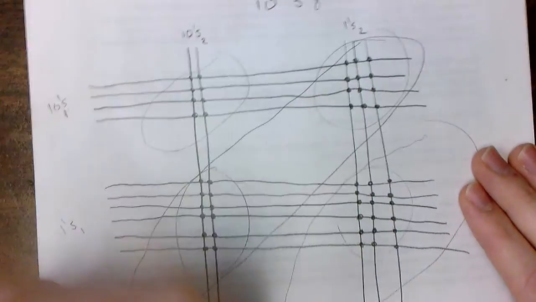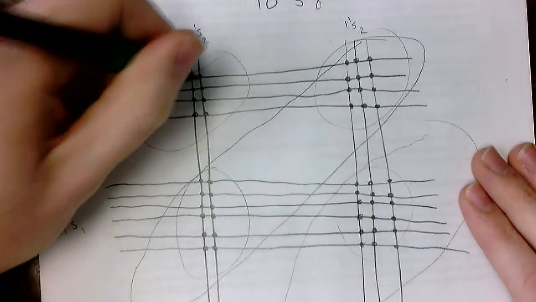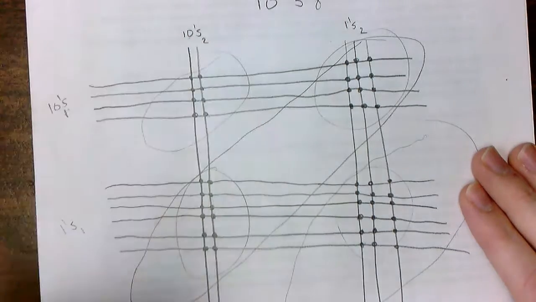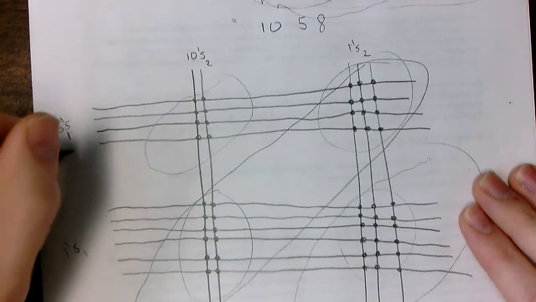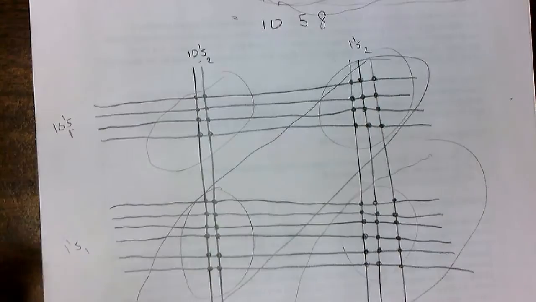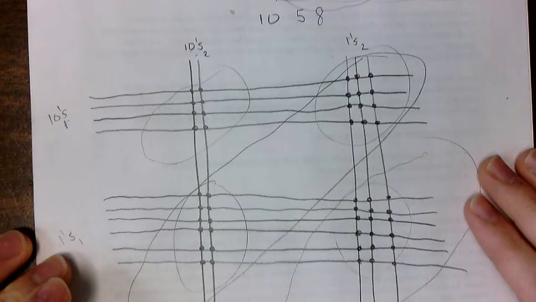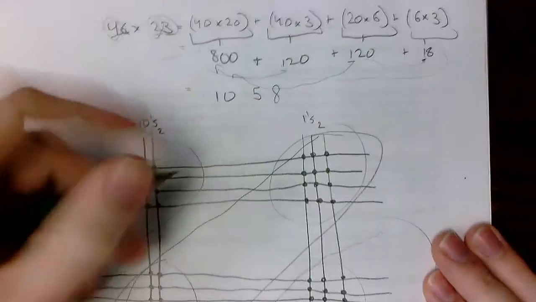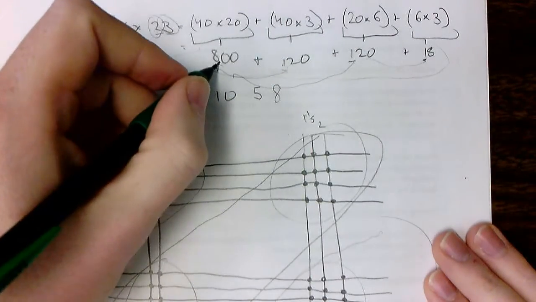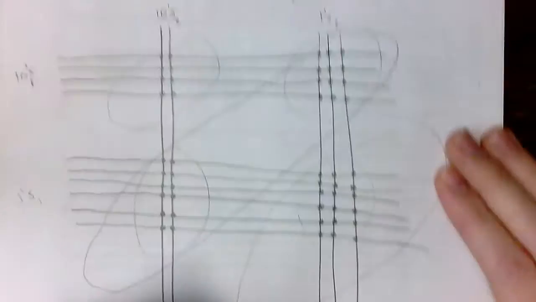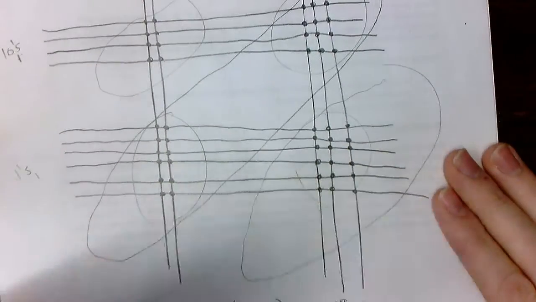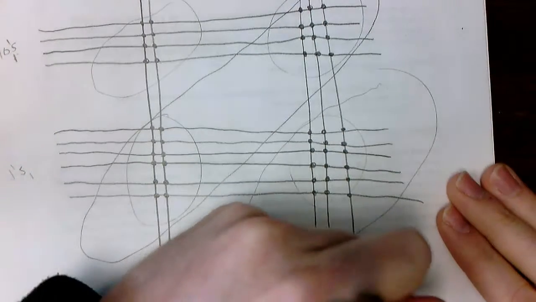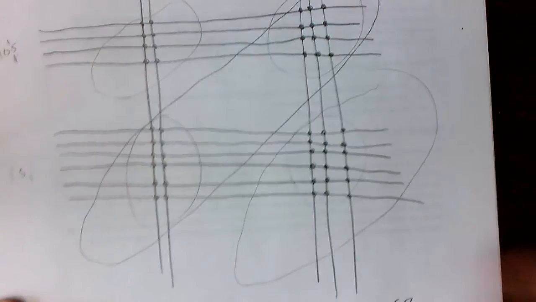Alright, and then we have 1, 2, 3, 4, 5, 6, 7, 8. Alright, and that's in my hundreds place, because again, multiplying the tens place times the tens place, that gets me the 800 there. Alright, so again, we're doing kind of the same thing up here. So we have 800, 120 plus 120, that gets me the 240, and then we still have the 18 there. So when you add all those together, again, you end up with 1058.